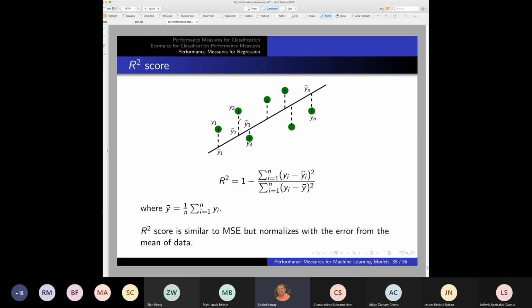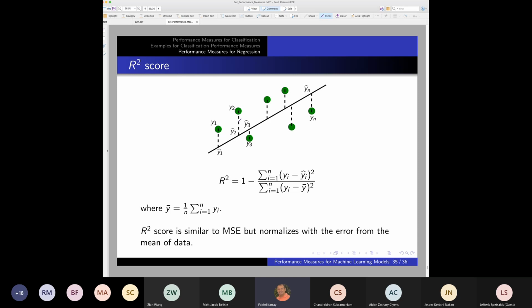Okay, the R2 score. From time to time you hear about the R2 score. This is the R2 score. What do you mean, or the R score? The R score is the square root of this particular representation. What is the R2 score? The R2 score is basically a normalization of the error from the mean of the data.